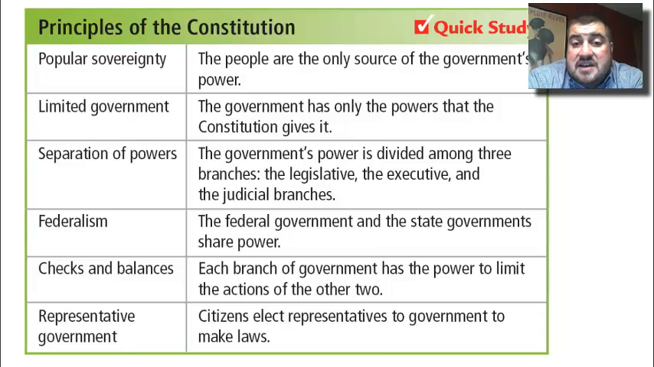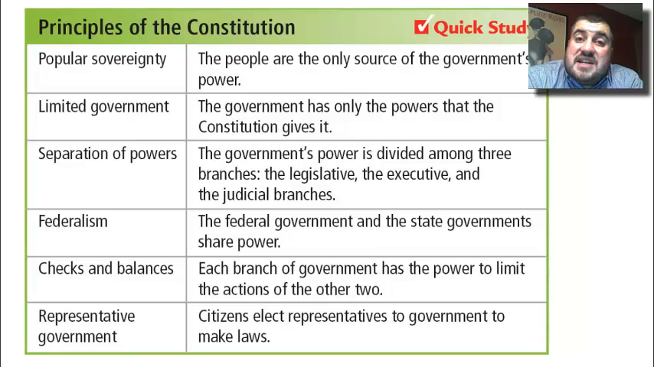The separation of powers means that we have 3 distinct branches. Legislative, which is our Congress, they pass laws. Executive, they execute the laws, and that is the president's job. That's his branch. And the judicial branch interprets the laws and whether or not they have been broken. And just so that one branch doesn't gain too much power over the other 2, they put in a system of checks and balances, which means that each branch has power to check the power of the other 2 branches.